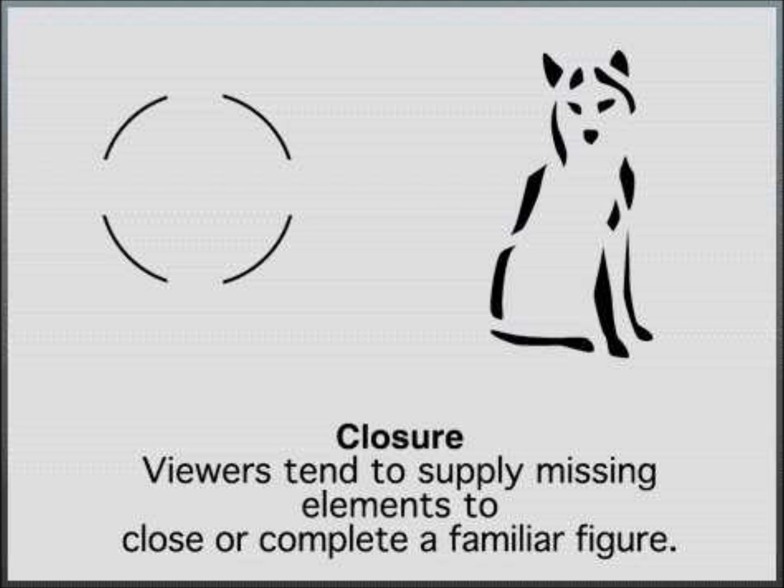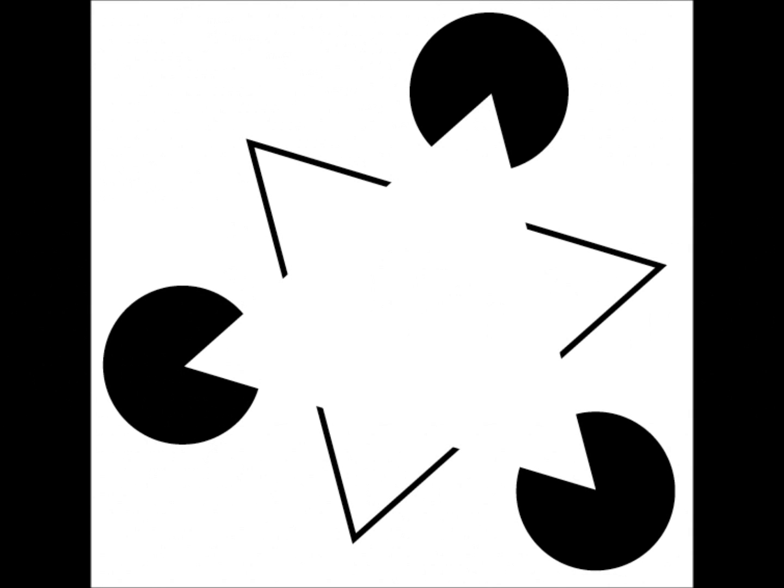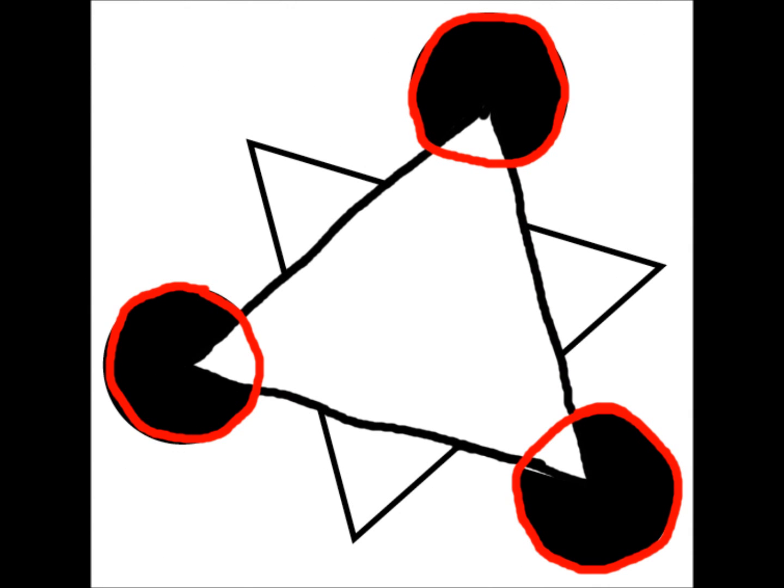Closure. Even though these figures have gaps in them, your brain easily fills them in to create an image we understand. Here, we can imagine a square if we follow the line of white, or we can see closed circles if we fill in the gaps there. Same with the one on the right. You can see a triangle or closed circles here, right? We'll draw them in for you. Better?